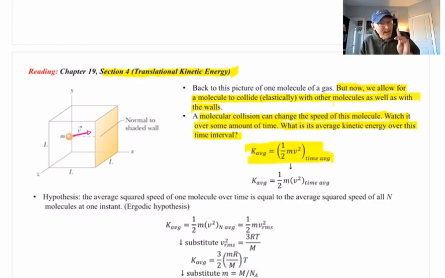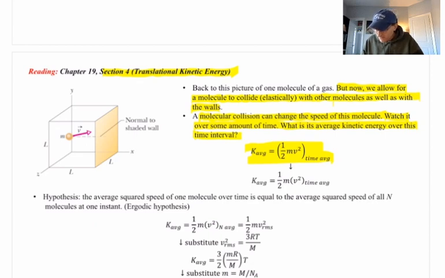K, capital K, symbol for kinetic energy, avg. Take 1/2 m v squared, where v squared is the speed squared of the molecule. Watch that v squared and average it over time. That means sample its v squared at a bunch of different times and add them up and divide by how many there were.